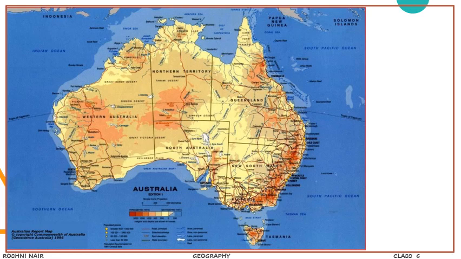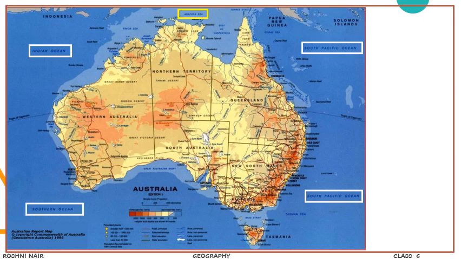Location of Australia we had studied in detail. Australia lies between the Indian Ocean in the west and the South Pacific Ocean in the east. The Arafura Sea lies to the north of this continent, and the large water body south of Australia is the Southern Ocean. And this island continent lies southeast of mainland Asia.